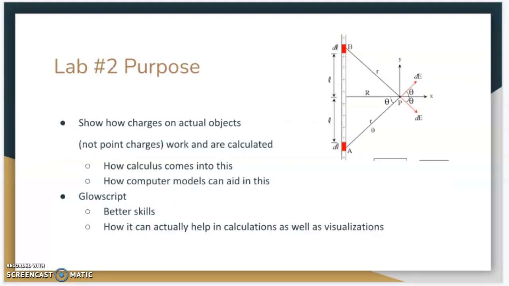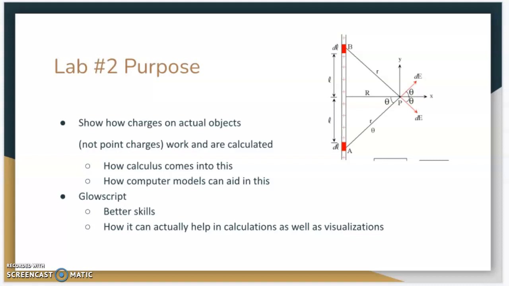On to lab number 2. The purpose of this lab was to show how charges on actual objects work, because they don't act as point charges as we assumed in the lab before. To do this, we had to calculate it by splitting up the piece of tape into many different sections and solving for the charge of each section. Calculus comes into this because you want to be able to split up that piece of tape into many little pieces to minimize your error. Computer models can aid in this as they can split it up into almost infinitely many pieces and solve for those electric fields.